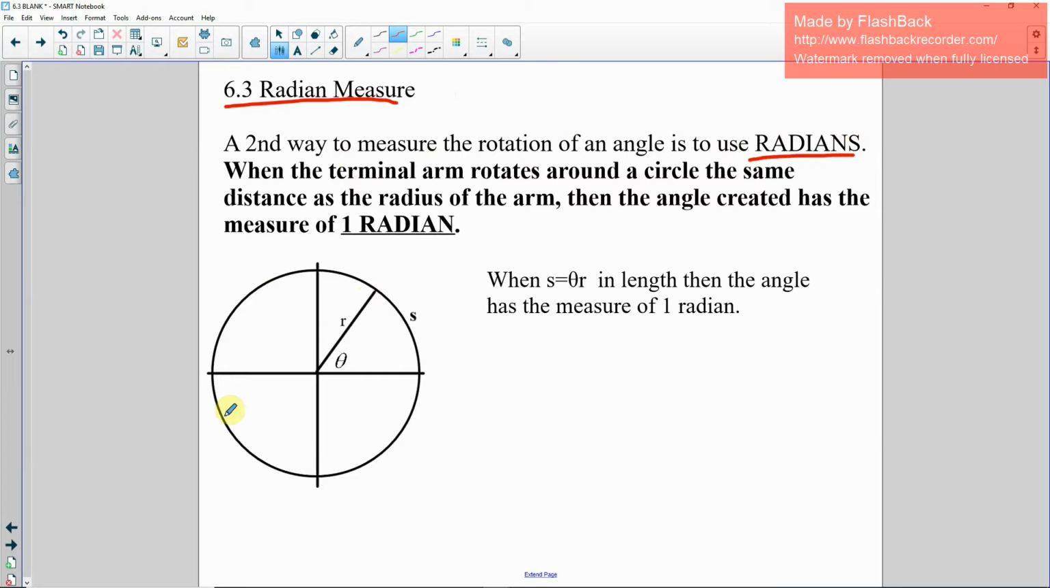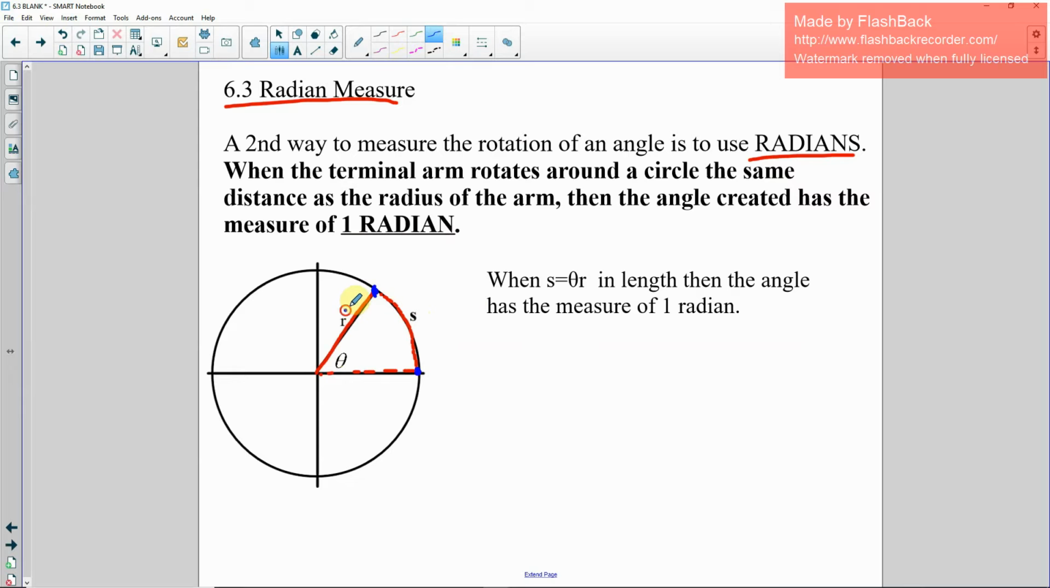If you imagine a unit circle, and you imagine your terminal arm, say starting here, and then rotating around the circle, at a certain point the terminal arm has traveled an arc, a curved length of the circle. When it's traveled, say, from here to here, and that's the same distance as the length of the arm, that's the definition of 1 radian.